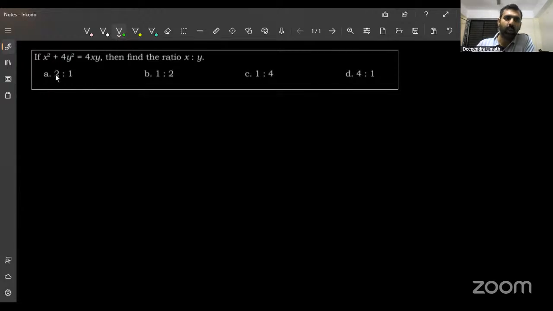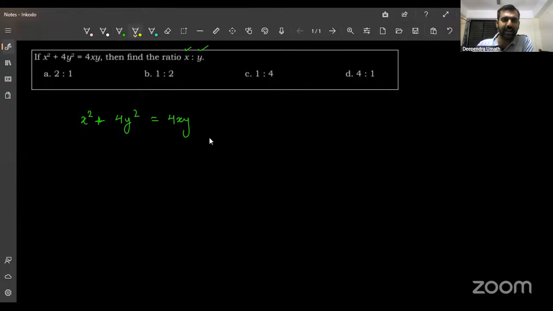There is an equation given to us which says x square plus 4y square is equal to 4xy. And what are they asking? They're asking you the value of x is to y. Now, how do we do that? How do we do that? Please understand, it's again a very simple question.